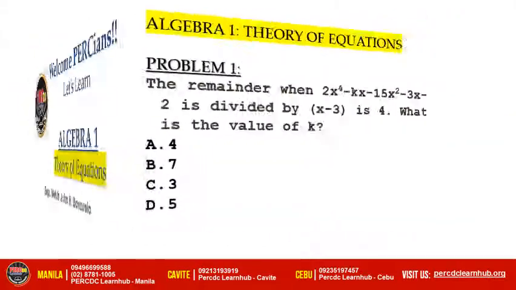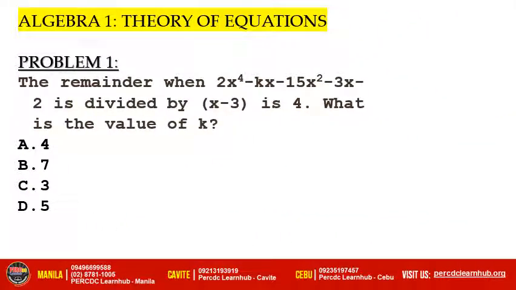So, problem number 1: the remainder when 2x raised to 4 minus kx minus 15x squared minus 3x minus 2 is divided by x minus 3 is 4. What is the value of k? Again, the remainder when 2x raised to 4 minus kx minus 15x squared minus 3x minus 2 is divided by x minus 3 is 4. So, ano yung value ng k?